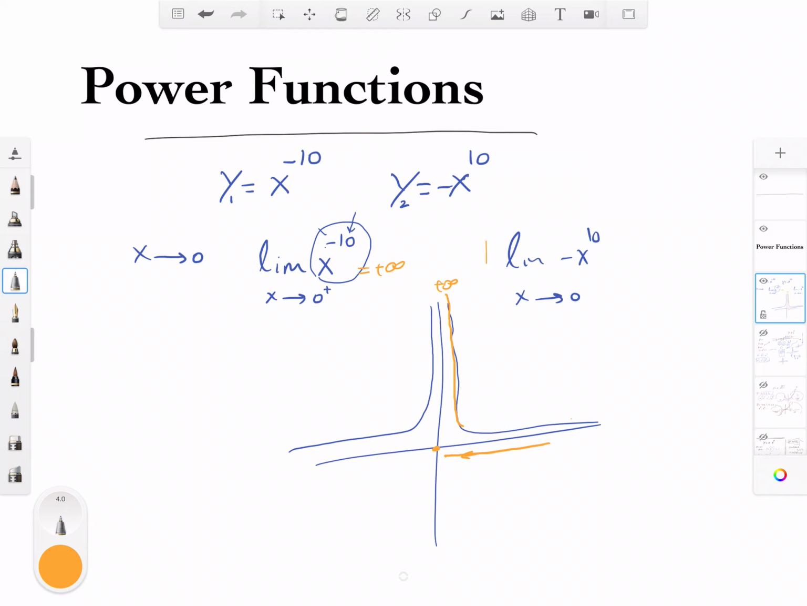Now let's graph this one. X to the power of 10, this guy, x to the power of 10 is an even positive number, so it will look like a U, like this, but it's negative, so we're going to flip it. It will be like this. So this is the graph of negative x to the power of 10. When x goes to 0, the value of y is 0 as well.